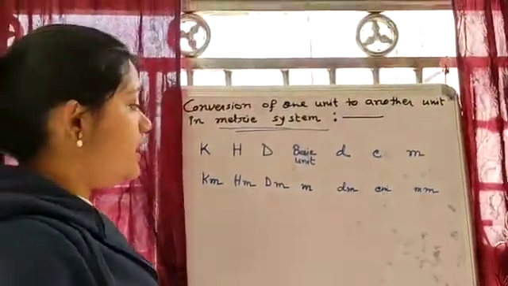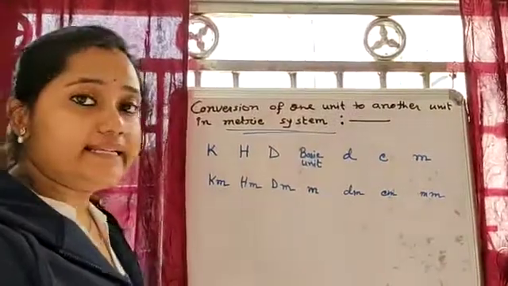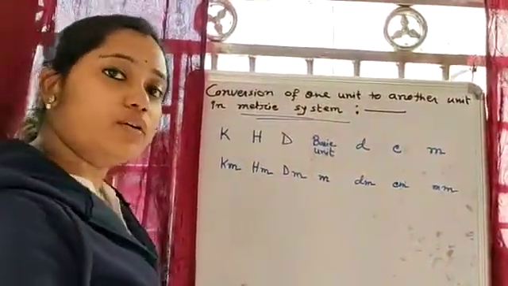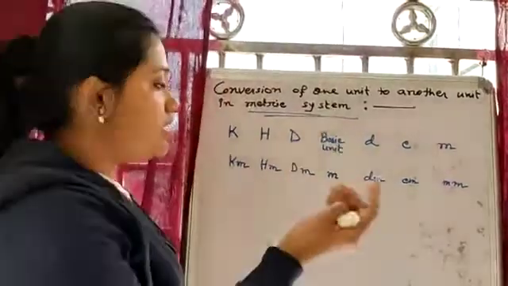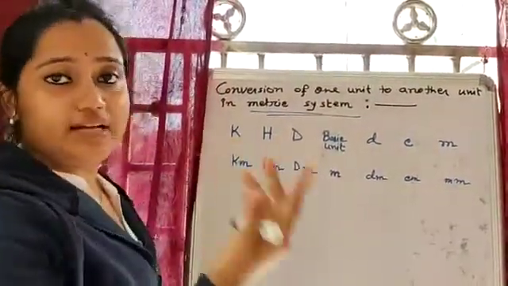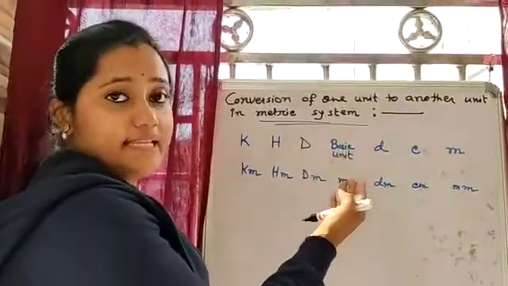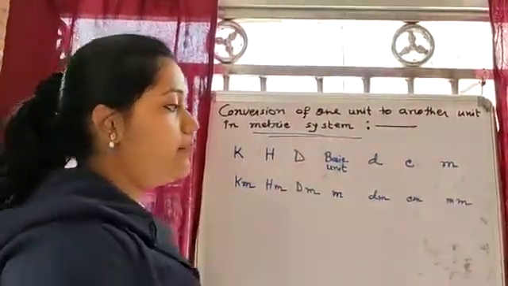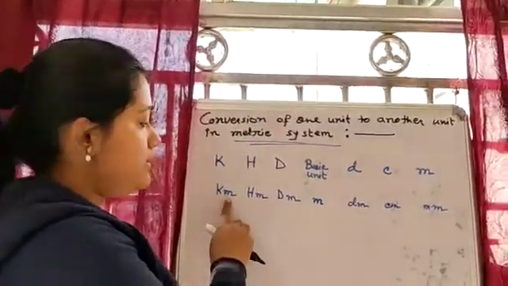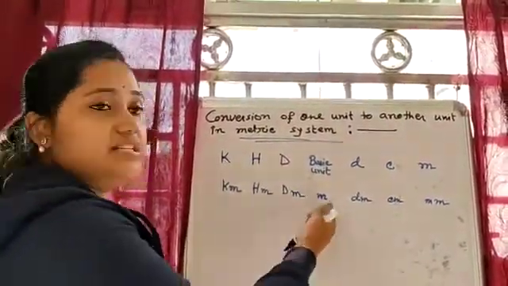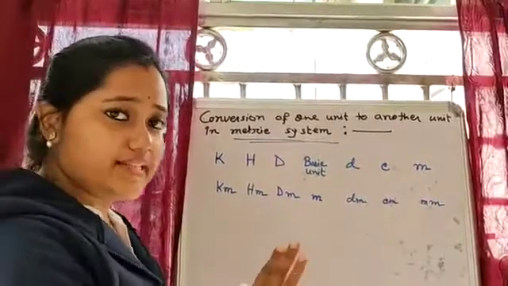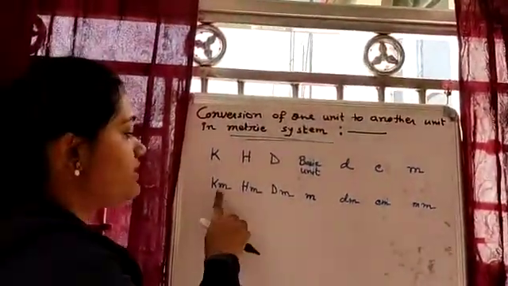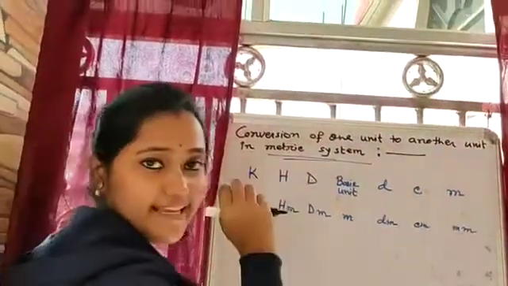I will explain the entire system using the basic unit as meter. Whenever required we will use liter or gram. We have seen that when the basic unit changes, kilometer will be kiloliter if the basic unit is liter. This is a very simple thing. So let us find out the relation between these headers.